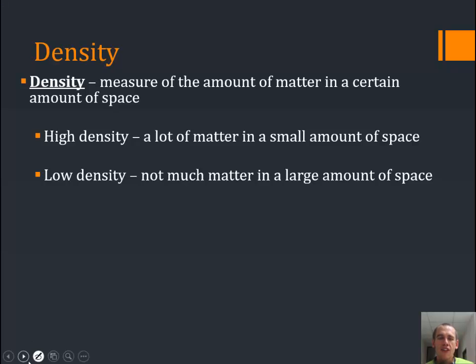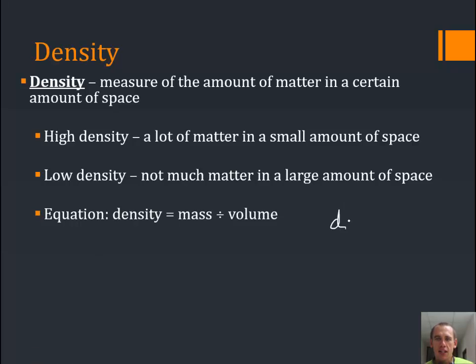So when you pick it up, it does feel a little bit lighter. So not much matter in a large amount of space. Now the equation for calculating density is mass divided by volume. You'll see me write that as D equals M over V.